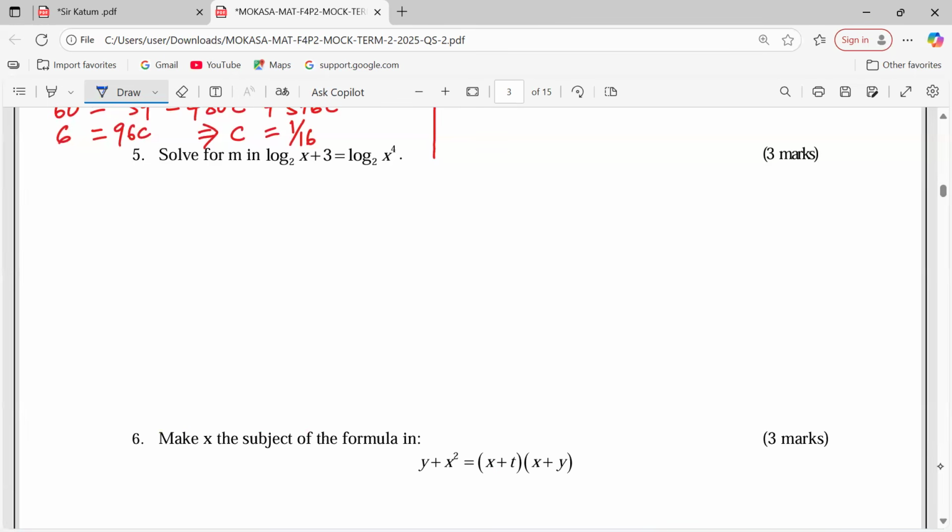Looking at number 5 now, solve for m in the logarithm of x to base 2 plus 3 equals the logarithm of x power 4 to base 2. At this point, we shall just start directly by applying some laws of indices. The laws of indices are several, but we choose the laws of logarithms, sorry, not indices, the laws of logarithms, though indices will still apply at some point as we continue.